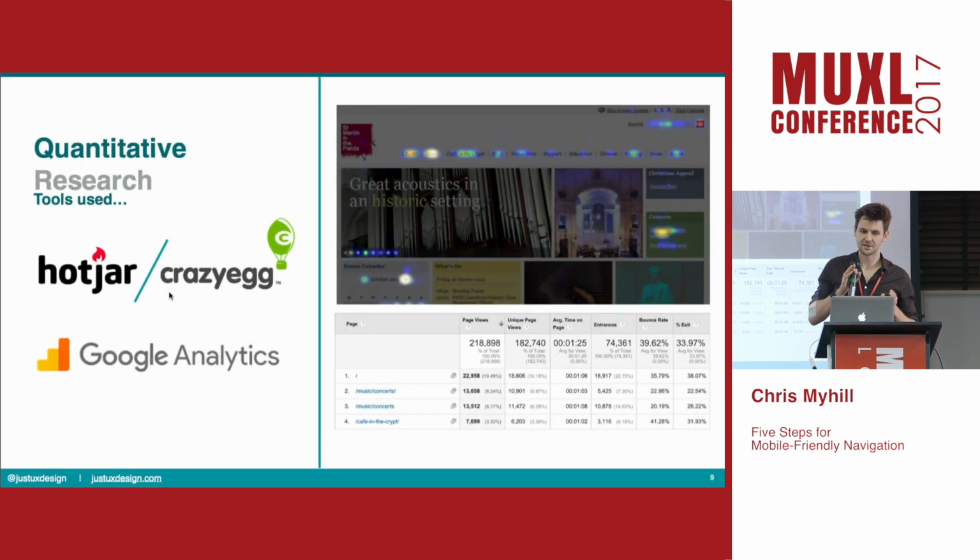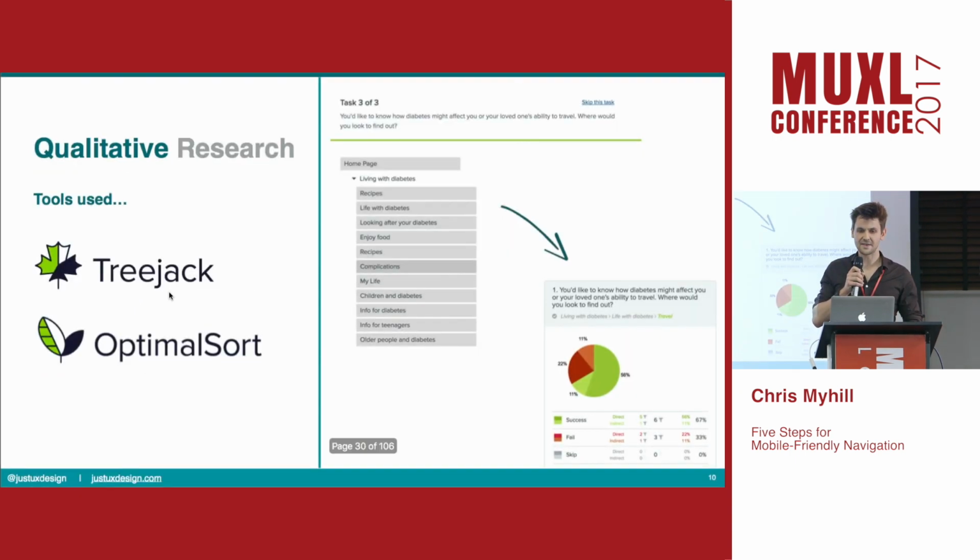Then we can layer some data onto this. So we can use tools like Hotjar, Crazy Egg, GA to see which pages get looked at, which sections people spend more time in, where the repeat visits happen. And then there's the more qual side of the research. So this is a really awesome tool called TreeJack that lets you survey your information architecture and allows you to find out where the deficiencies are.